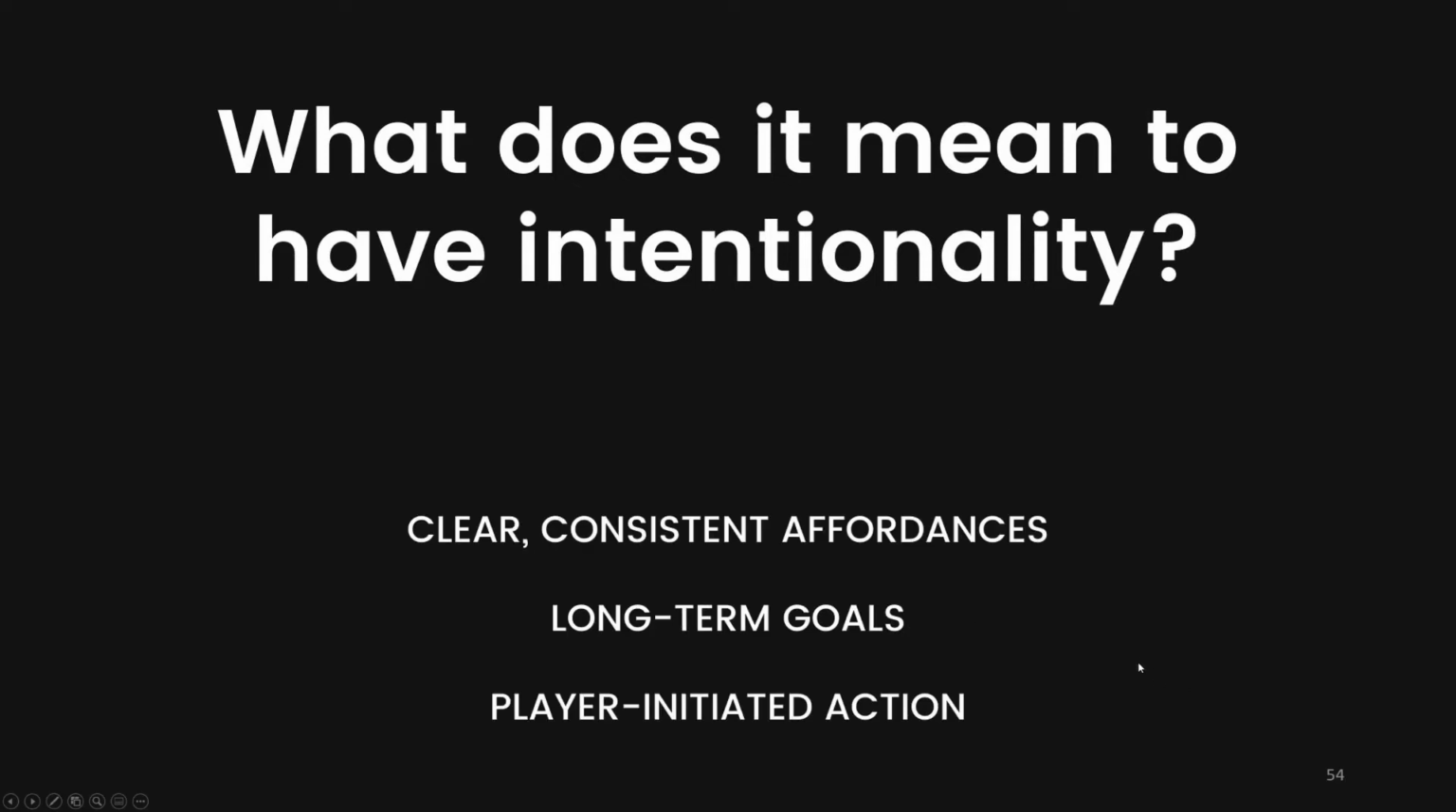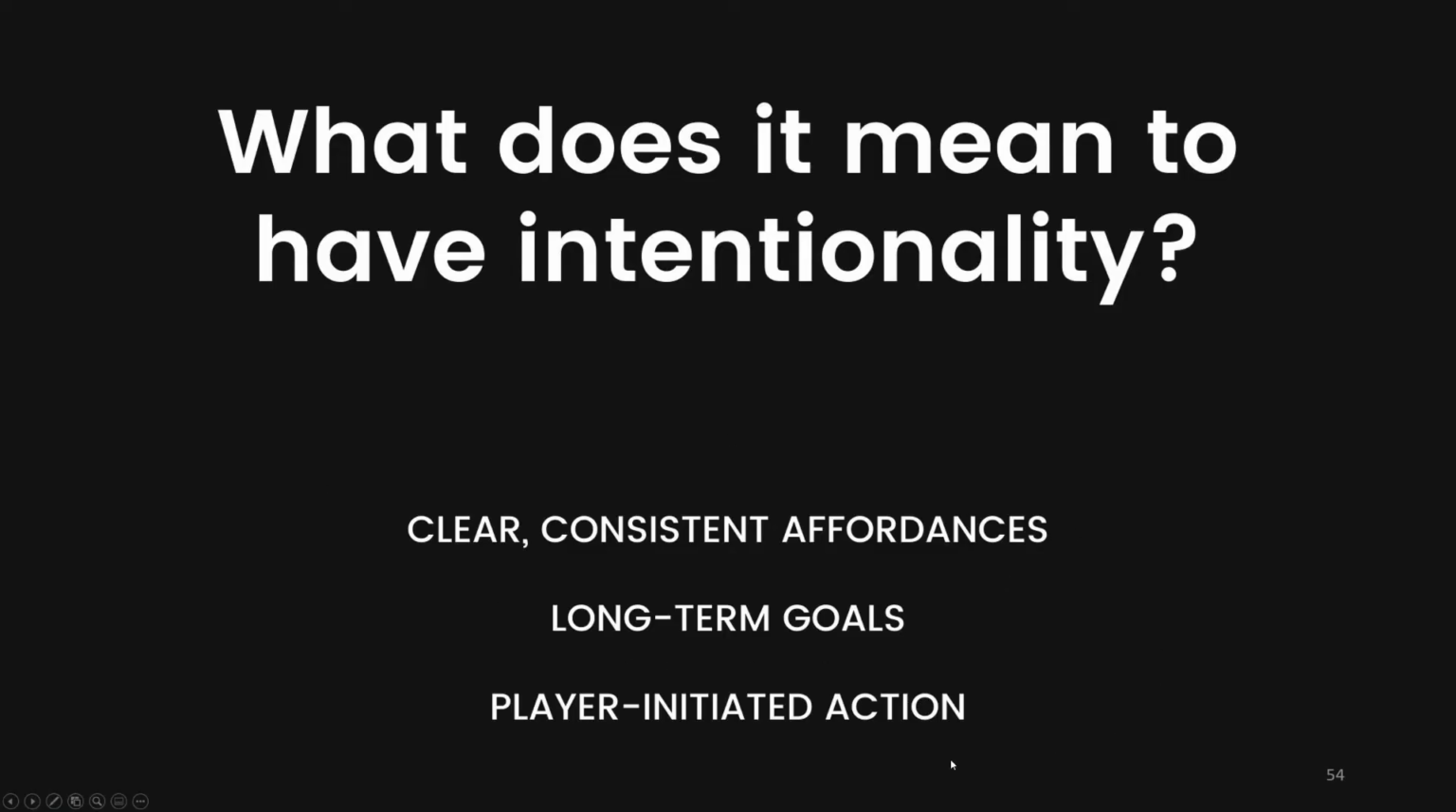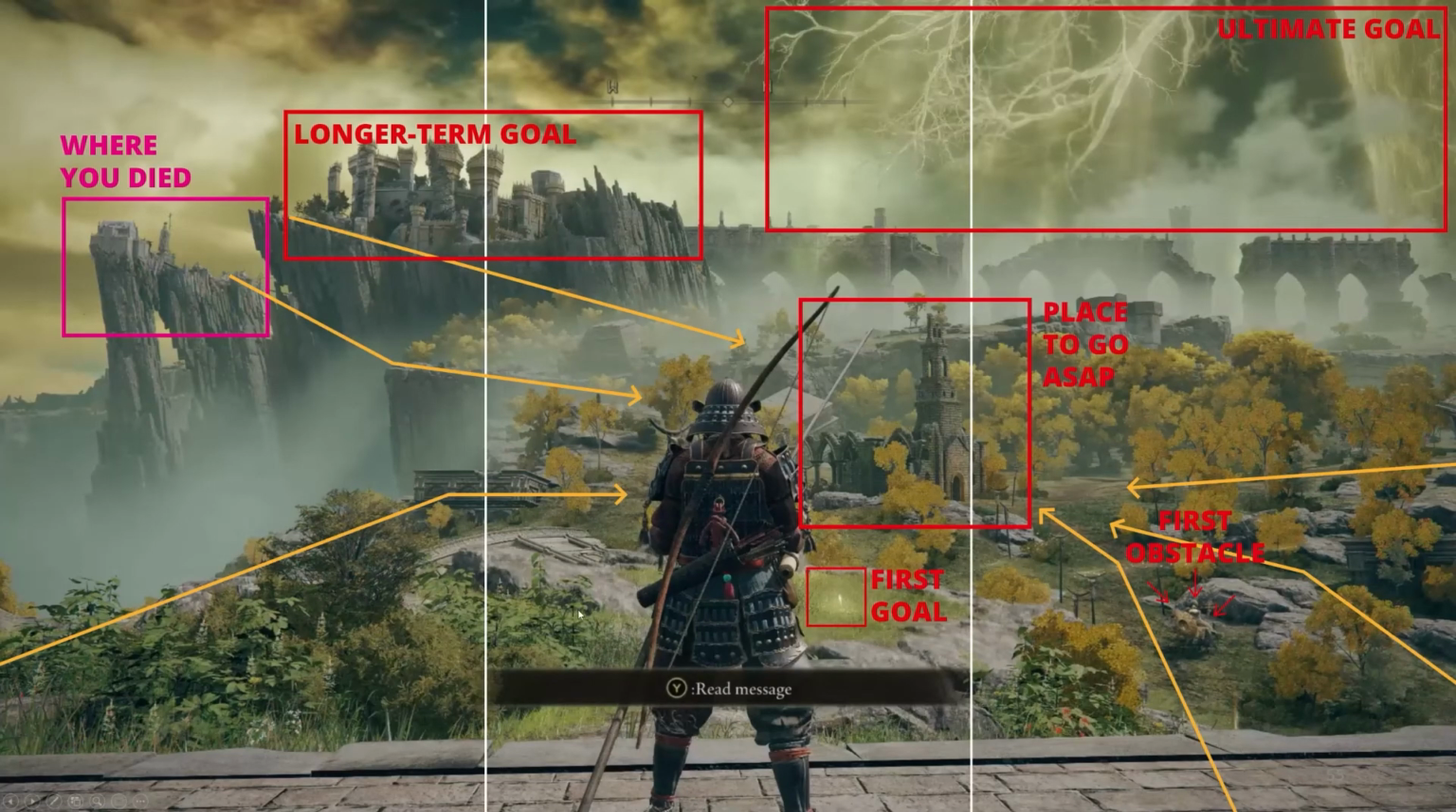And it's very important for intentionality to have clear and consistent affordances. So again, it's the same as these 10 rows. We need those clear and consistent visual indicators. We need long-term goals, and we need player-initiated actions. So I'm going straight back to this screenshot from one of the first slides, because we have everything here on this slide. We have very clear affordances, we have very clear goals, we have long-term goals, and we also have choices we already have to make.